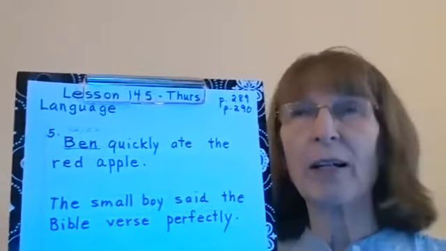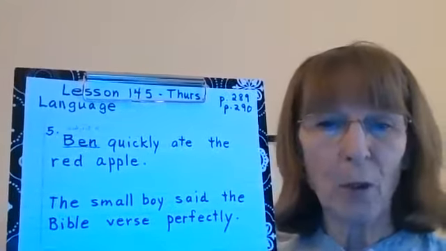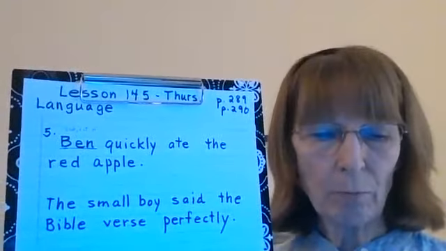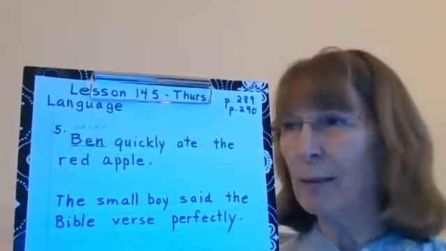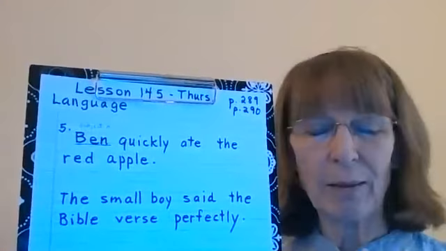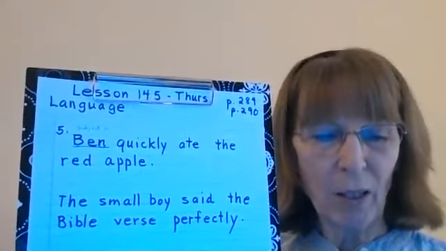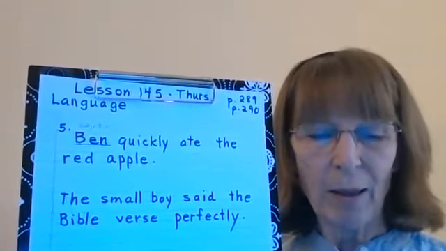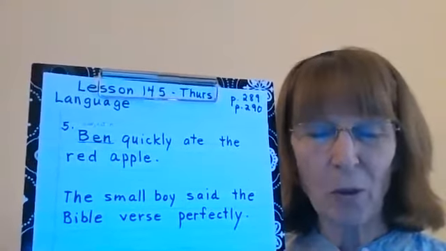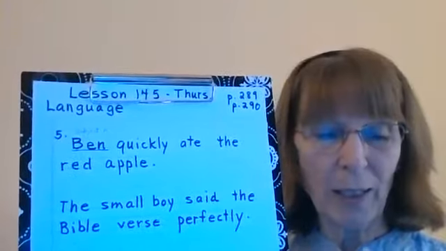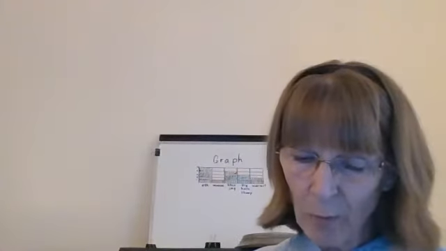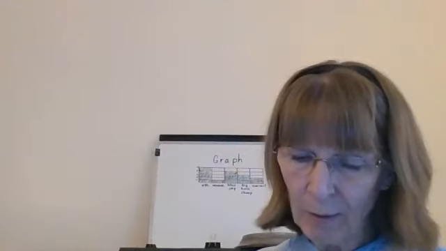Now, what did Ben do? Because we want to find the verb. Always ask the question, what did Ben do? Did he quickly? That doesn't sound right. Did he, ate? Ben ate. That answers the question what he did. So let's underline ate 2 times. I'm doing that. You do that.